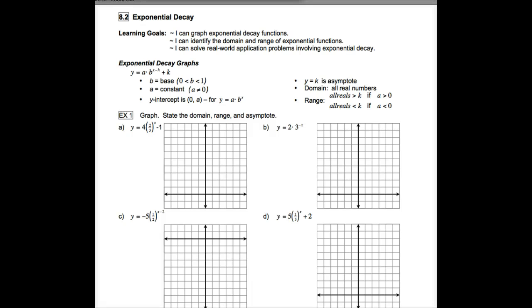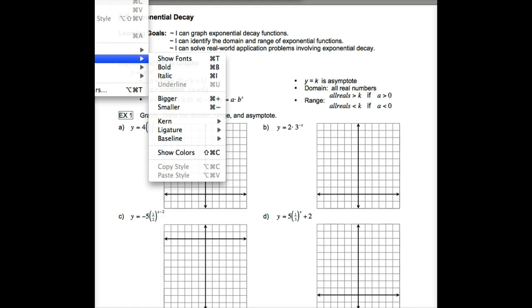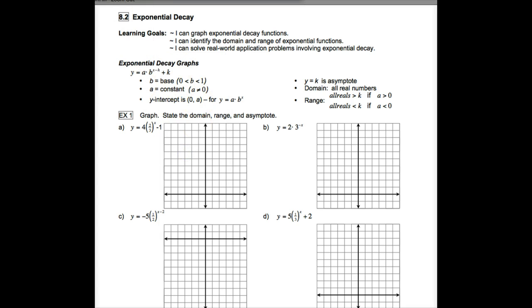Alright, so yesterday we talked about exponential growth. Today we are going to be talking about exponential decay. So lots of very similar things to what we had yesterday, except that the base of our exponential function is going to be between 0 and 1. So same idea with our learning goals.